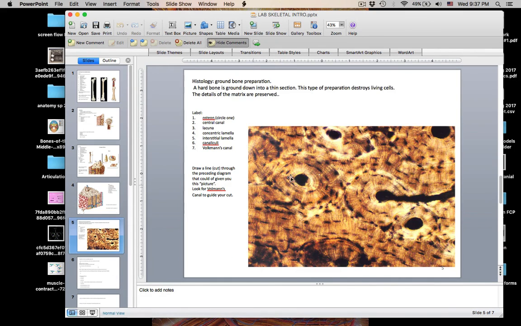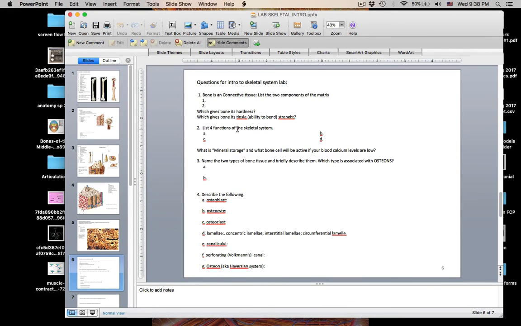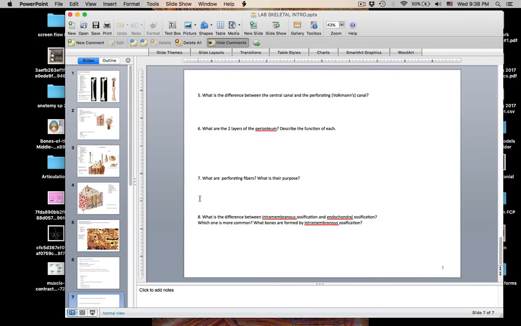And this was just your worksheet. Same thing, looking at a dry ground bone preparation. This type of preparation destroys living cells, so you have to know there are no osteocytes in here, just lacunae. And then there's a bunch of questions here. I think all these questions were on your quiz.